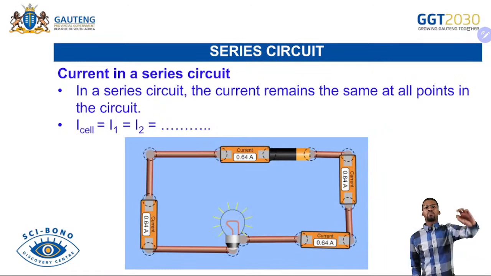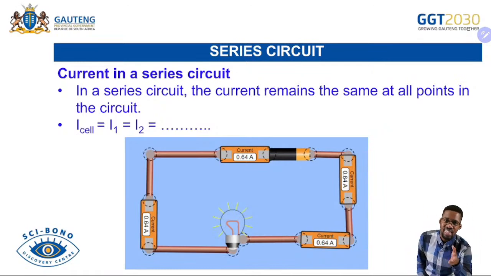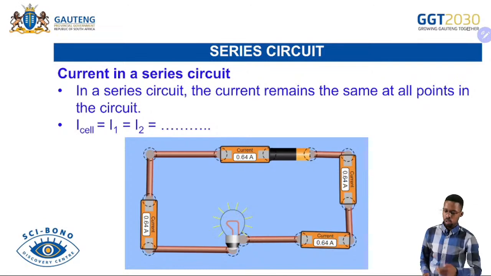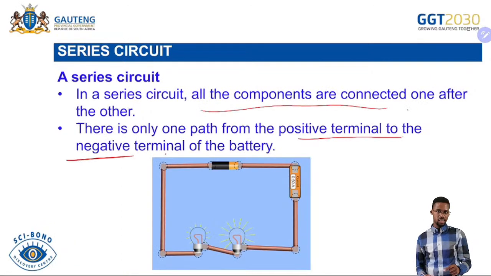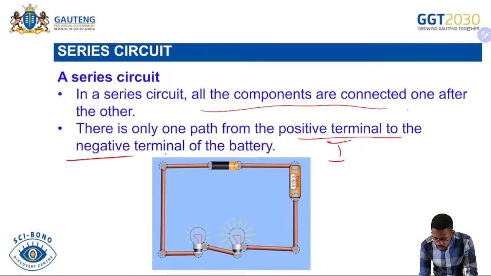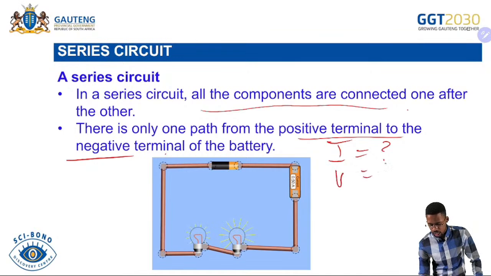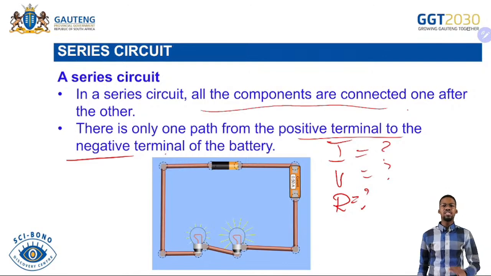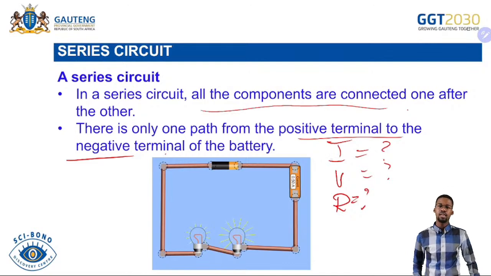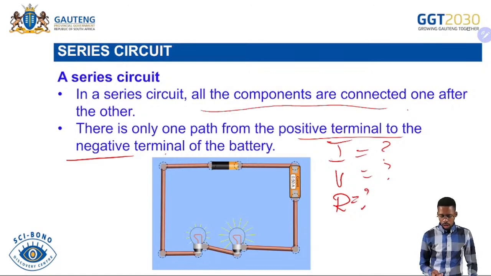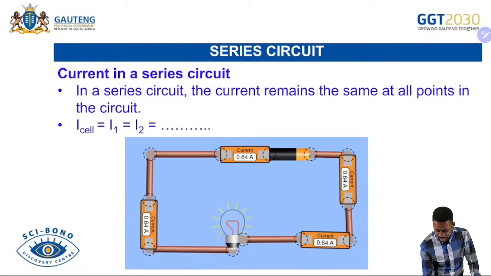So the exam guideline has stipulated that we look at the relationship. When we talk about series circuit, what's important is for us to deduce information about current, potential difference, and resistance, because we need to know the relationship between current, potential difference, and resistance in series. One thing that you must know is that in series circuits, the current remains the same at all points.